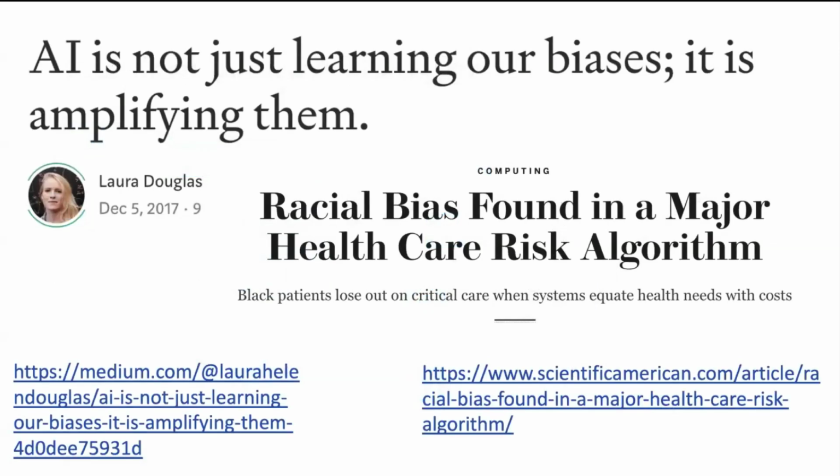Another thing I'd like to talk about is the question of bias. We've seen this everywhere: AI is not just learning our biases, it's amplifying them.